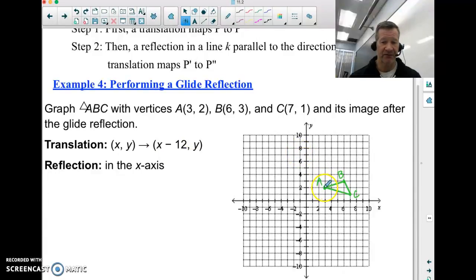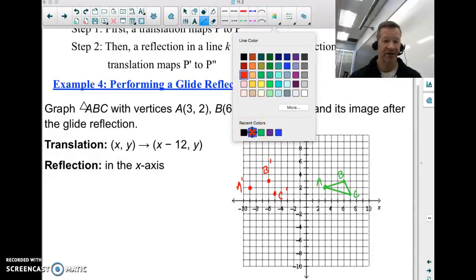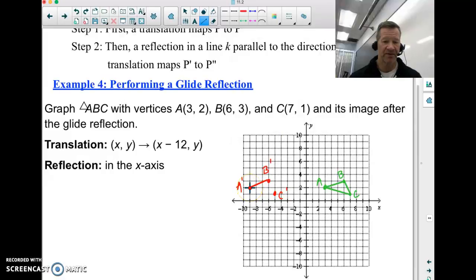If I'm at 3, I know 3 minus 12 is negative 9. So there will be A prime. B has coordinates (6, 3), so 6 minus 12 is negative 6. That would move there, and there's B prime. And then C at (7, 1): 7 minus 12 is negative 5, so that would move to (negative 5, 1), 12 to the left. What you should get is a triangle that looks exactly the same as the first triangle, only now it's moved over 12 units to the left. So that's step 1. We did a translation.